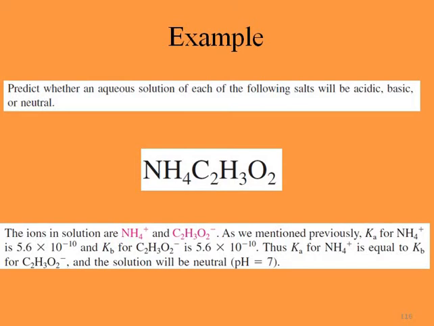So although we have ammonium ion, which is willing to lose or give a proton, and on the other hand we have acetate, which has affinity to get a proton, since they have the same Ka and Kb value, the solution will be neutral.